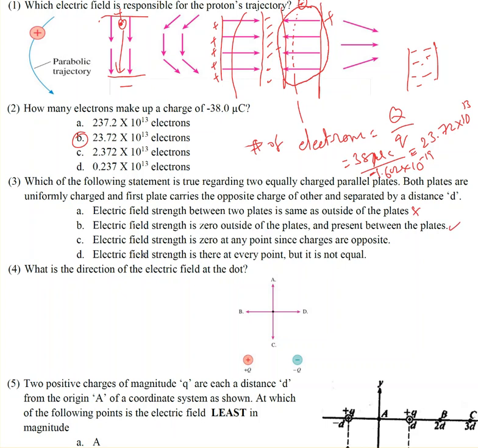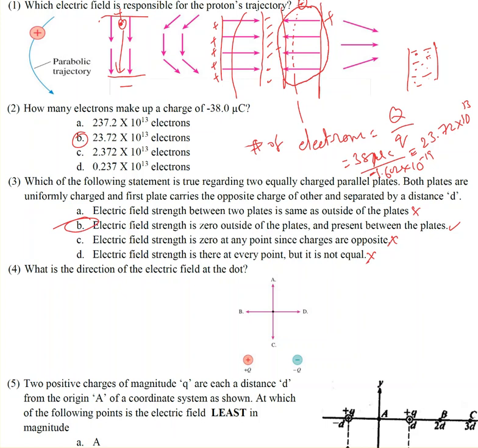Let me read the C. I want you to go through the remaining two also, even if you find the answer in between. Electric field strength is 0 at any point since charges are opposite. No, that's wrong. Electric field strength is there at every point, but it is not equal. That is also wrong. We found that the electric field at any point in between the plates is the same. So B is the right answer.